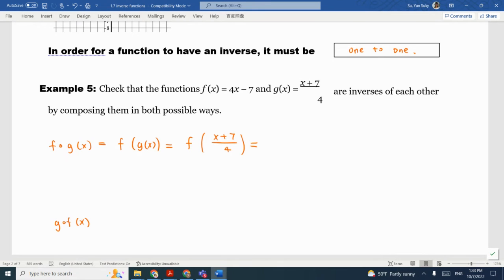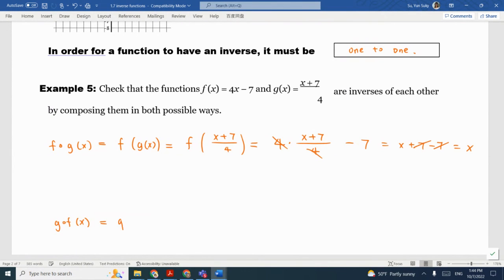Yes, everybody? So 4 times, now our x replaced by this x plus 7 over 4, and we have minus 7. So 4x minus 7: erase the x and replace it by this expression, x plus 7 over 4. Do you see the 4 cancel? And that's why we got x plus 7 minus 7. 7 and minus 7 cancel. We have x. See? Composition, f composite g, we get x.